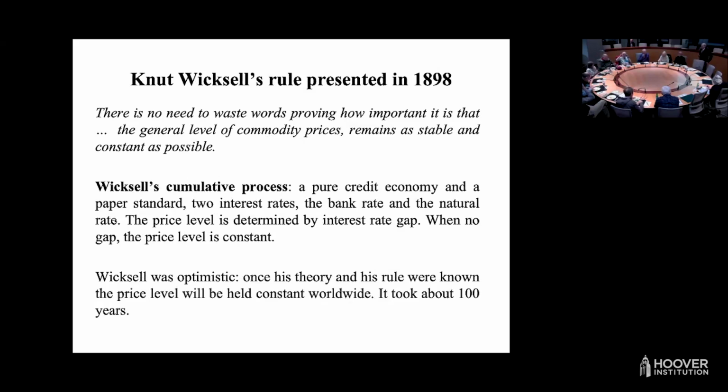Wicksell presented his idea of price level stabilization for the first time in 1898. And the first sentence was this one: there is no need to waste words proving how important it is that the general level of commodity prices remain as stable and constant as possible. And he presented his cumulative process where the interest rate gap, the gap between the bank rate and the natural rate, are the key concepts. As soon as there is no gap, the price level is constant. So that was the way to control the price level.